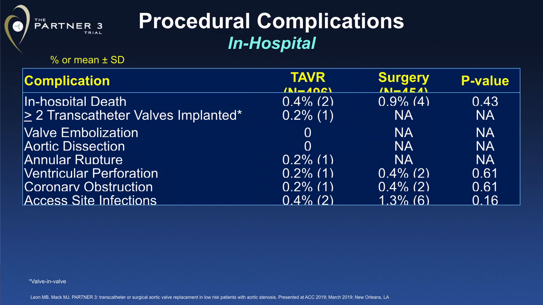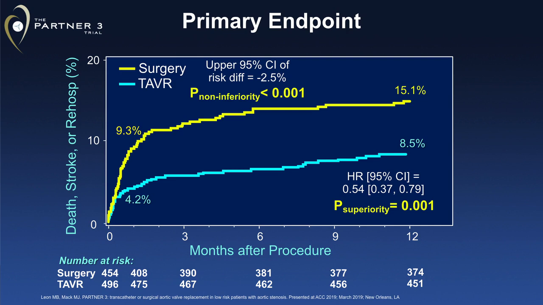So looking at the primary endpoint, 15% of patients met the primary endpoint at 1 year in the surgical arm, and 8.5% met it in the TAVR arm at 1 year, and the difference was 9.3% and 4.2% at 1 month. So we actually saw a lower composite of all-cause death, stroke, or cardiovascular hospitalization in the TAVR arm, and that was statistically significant, and this shows that TAVR was not inferior to surgery.